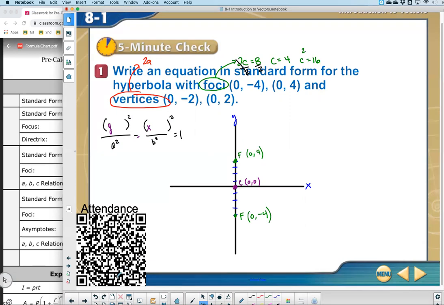All that was determined based upon the foci being up and down. But even if you didn't know that, you could continue on to the vertices. Oh, by the way, the center is 0, 0, no transformations. So I'll put that in there.